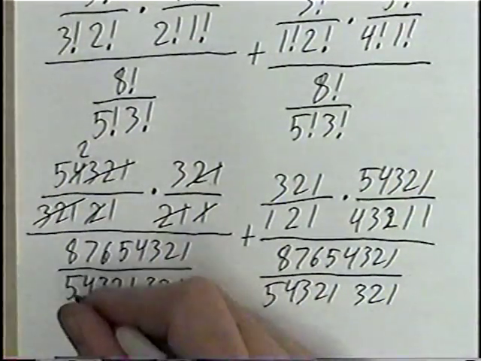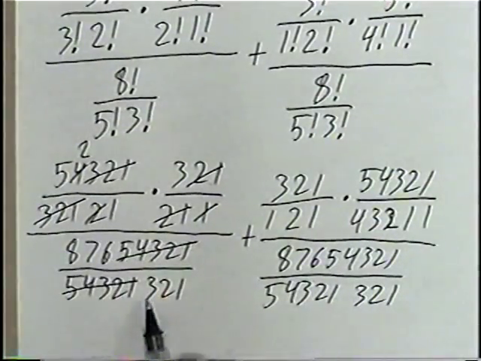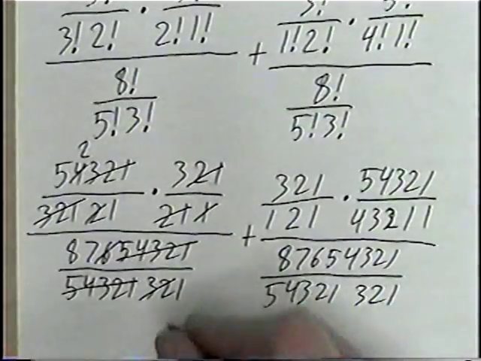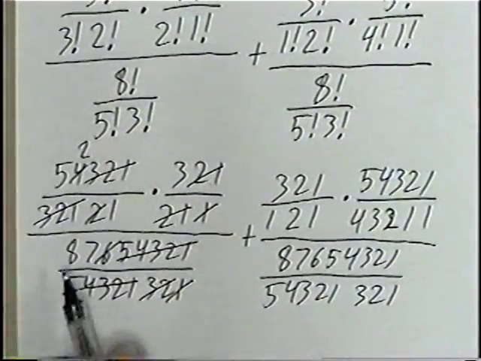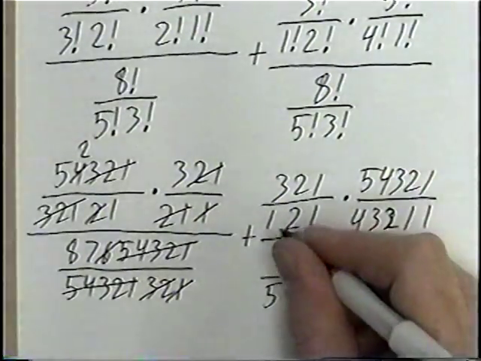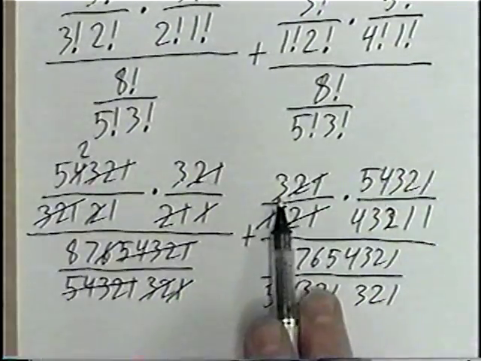For the denominator, 5, 4, 3, 2, 1 will cancel. 3 times 2 would be 6, so we'd cancel the 6 and the 3 times 2. And the 1 again we can ignore, so we'll be left with 8 and 7. The second fraction, 2 and 1 we can cancel, and the single 1 we can ignore, so we're left with a 3.